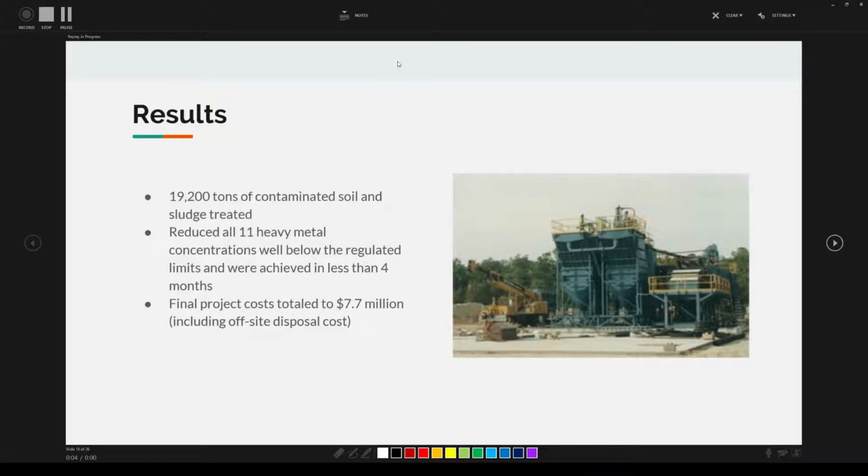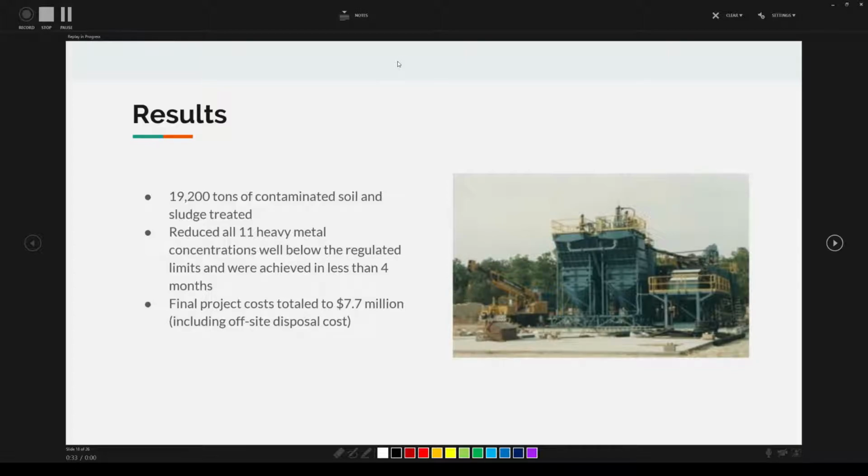As for results of this soil washing system, it was quite successful. Approximately 19,200 tons of contaminated soil and sludge were treated during this operation. The soil washing system achieved the specified soil cleanup levels for all 11 metals, and treated soil was used as backfill at the site. Additionally, all of this was achieved in less than 4 months.